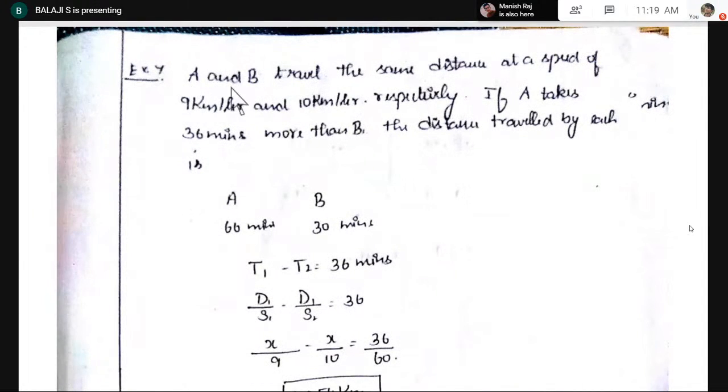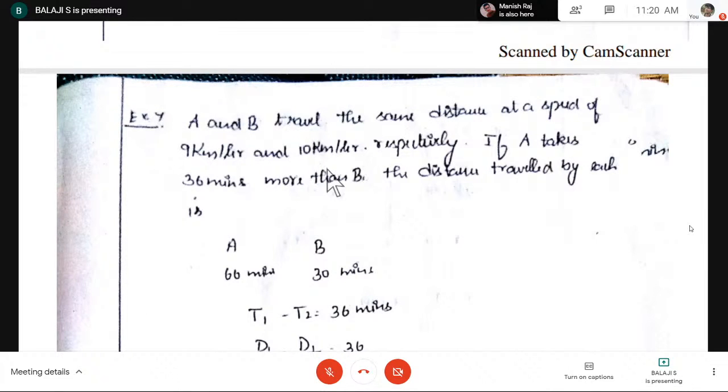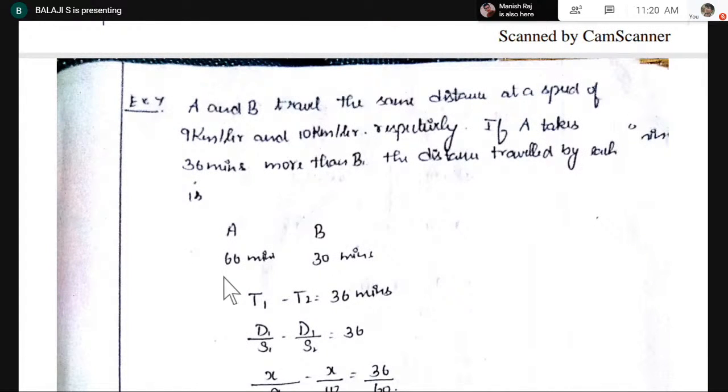A and B travel the same distance at a speed of 9 km per hour and 10 km per hour respectively. If A takes 36 minutes more than B, the distance traveled by each is? First of all, understand the question. A and B are traveling the same distance, but their speeds are different. If A takes 36 minutes more than B, suppose B travels for 30 minutes, then what is the time taken for A to travel the same distance?